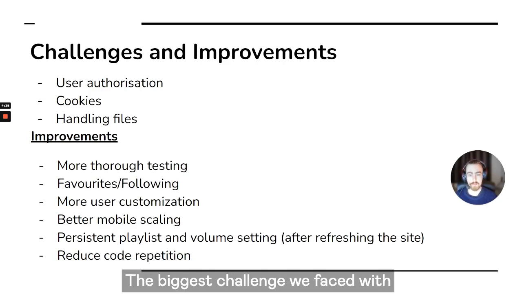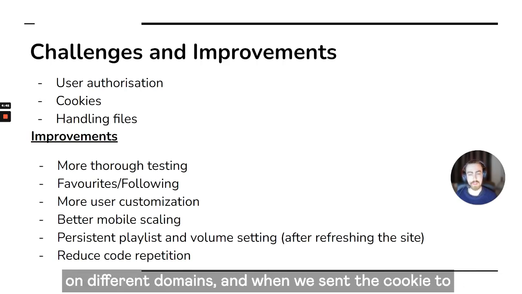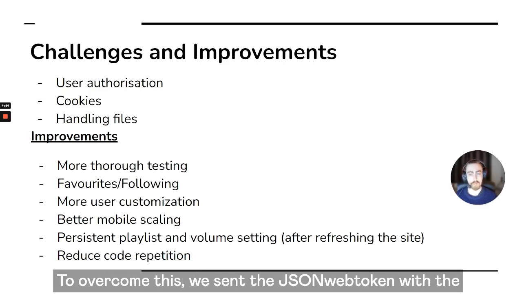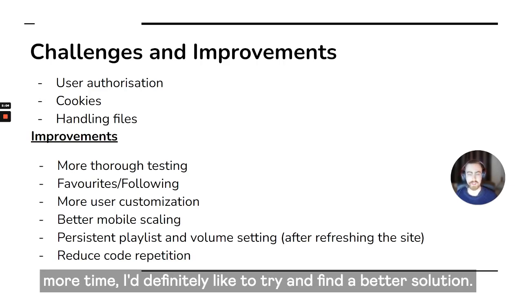The biggest challenge we faced with this app has to have been cookies. The issue we faced was that the client and server run on different domains, and when we sent the cookie to the front end in the headers, it was being set to the server's domain and it wasn't accessible in the front end. To overcome this, we sent the JSON Web Token with the data and then manually set the cookie on the front end. This is a kind of hacky fix of the problem, and if we had more time, I'd definitely like to try and find a better solution.